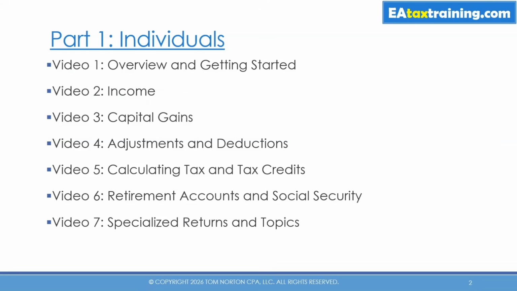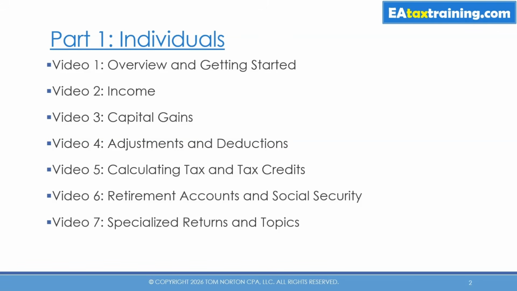Part 1 of the EA exam is all about individual taxation. We've got 7 videos for you in part 1. This first video you're watching now we call Overview and Getting Started. In video 2, we'll talk about income. In video 3, we'll talk about a special kind of income called capital gains. Then in video 4, we'll cover adjustments and deductions from income. In video 5, we'll discuss calculating the tax and tax credits. Video 6 is all about retirement accounts and Social Security. And finally, video 7 will cover specialized returns and topics.